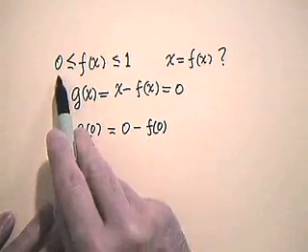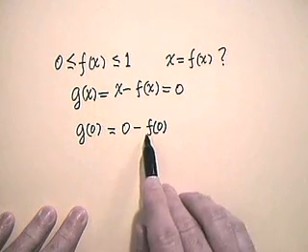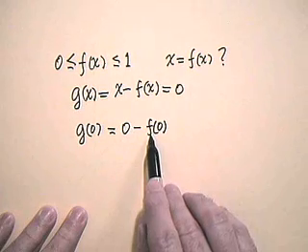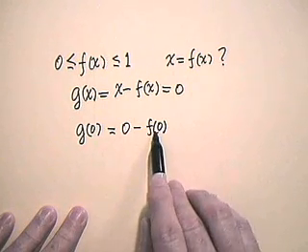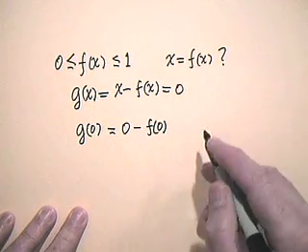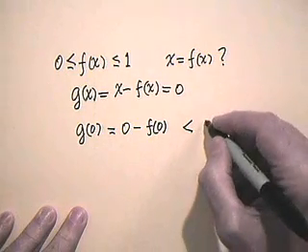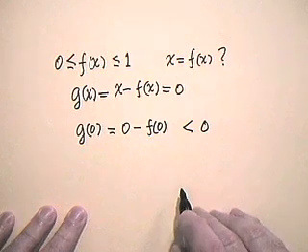g of 0 is 0 minus f of 0. Well, notice f of 0 is between 0 and 1, and so if 0 doesn't automatically work, then that would be because f of 0 is positive. If f of 0 is positive, 0 minus f of 0 is negative. And so if 0 isn't our answer, then g of 0 is negative.